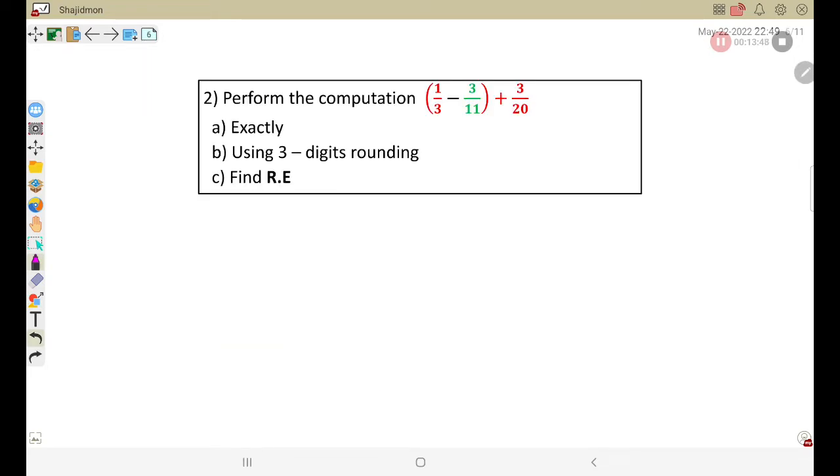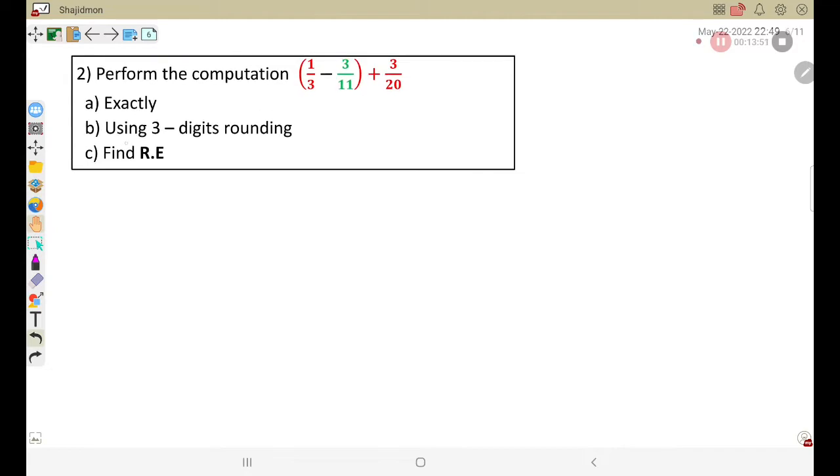Now we will go to some more questions, different type of questions. For example, perform the computation. Question number 2: perform the computation 1 over 3 minus 3 over 11 plus 3 over 20 exactly first. What is the meaning of exactly? P number we need to calculate, correct? Using 3 digits rounding, what is the meaning? Rounding means P star value, the approximate value we need to calculate.